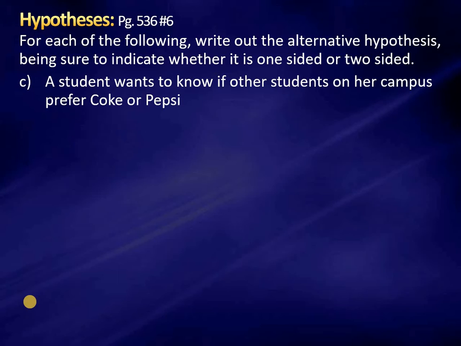Okay, and it doesn't really matter which one you pick. You just commit to one. So P would be the proportion of people, or proportion of students, who prefer Coke. What would my alternative be?